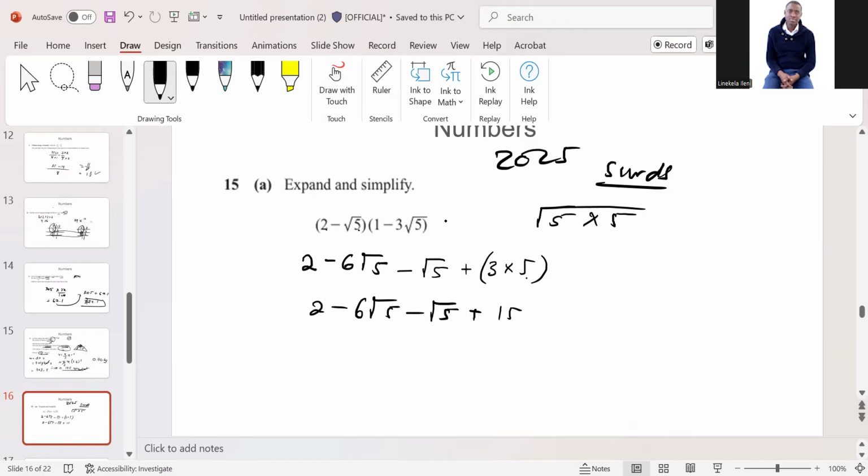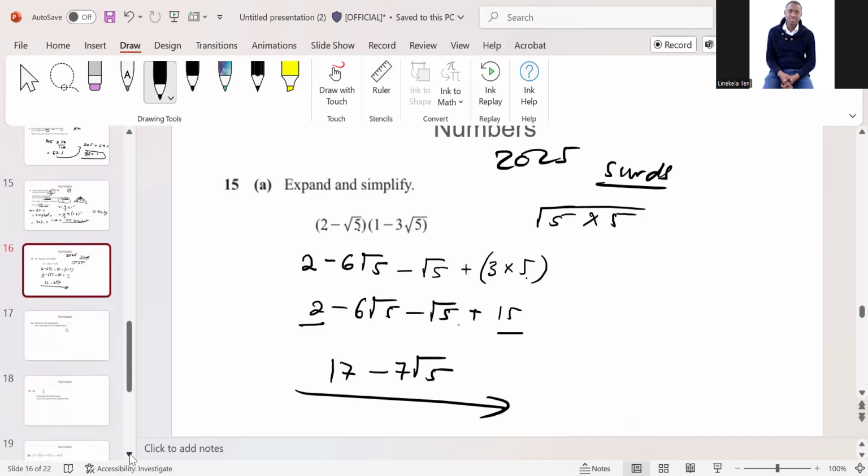These roots are the same because they're all √5. In front here is a 1. So now we can simplify. These are numbers, so that's 2 and 5. 2 and 5 will give me 17. Then here I've got negative 6 minus negative 1, which will give me negative 7√5. This will be the simplified version. So things like that you can also get in paper 2. So bear in mind.